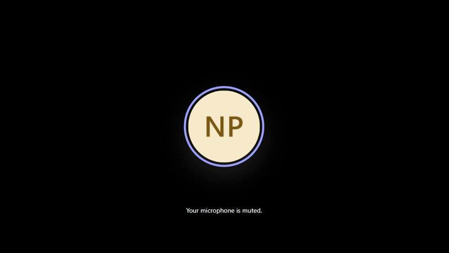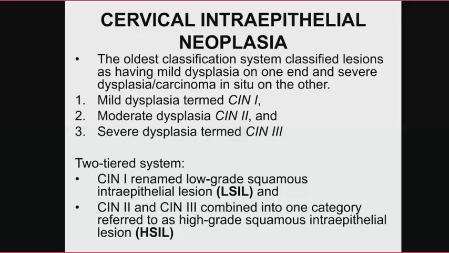Cervical intraepithelial neoplasia. Okay, this is important. They might ask you short questions also, SAQ, about CIN. In short form, we call it CIN.